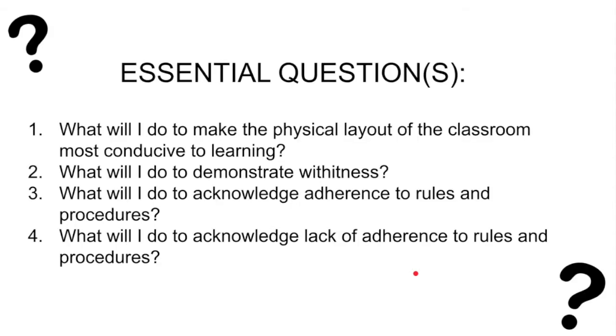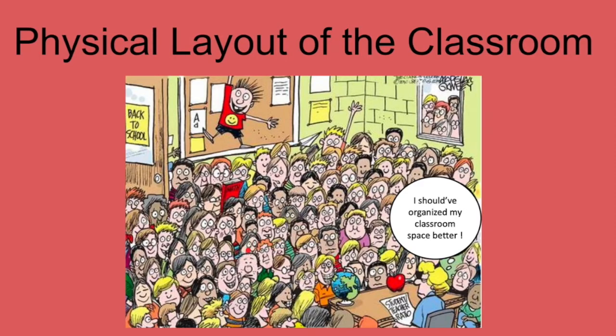So there are four questions that I need to ask myself as a classroom teacher. What will I do to make the physical layout of the classroom most conducive to learning? What will I do to demonstrate with-itness in my classroom? What will I do to acknowledge adherence to rules and procedures? And what will I do to acknowledge a lack of adherence to rules and procedures? The first element is this: the physical layout of the classroom.